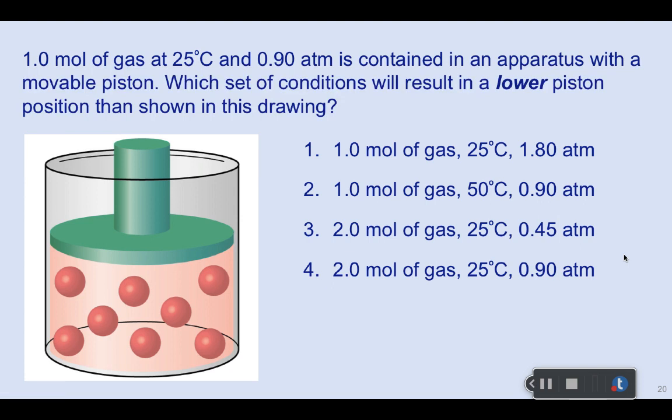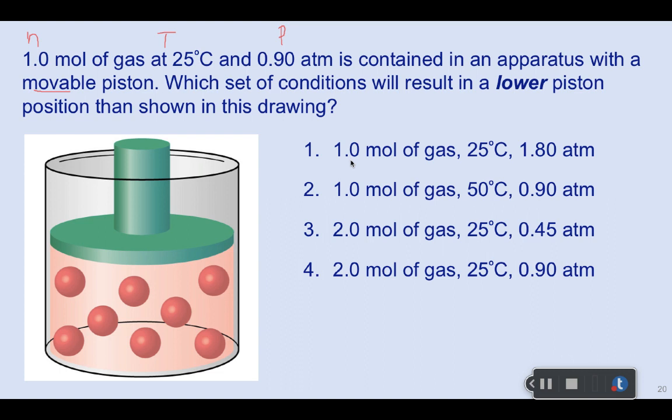All right, so let's take an example and see how we can use this. If we have a mole of gas and we're given a temperature of 25 Celsius and 0.9 atmospheres, that's our pressure. There's our temperature, and there's the number of moles. We're challenged to look at this as spheres representing the gas in the piston in the diagram. And it's in an apparatus that has the movable piston, otherwise this would be an irrelevant question. Which set of conditions will result in a lower piston position than is shown in the drawing?